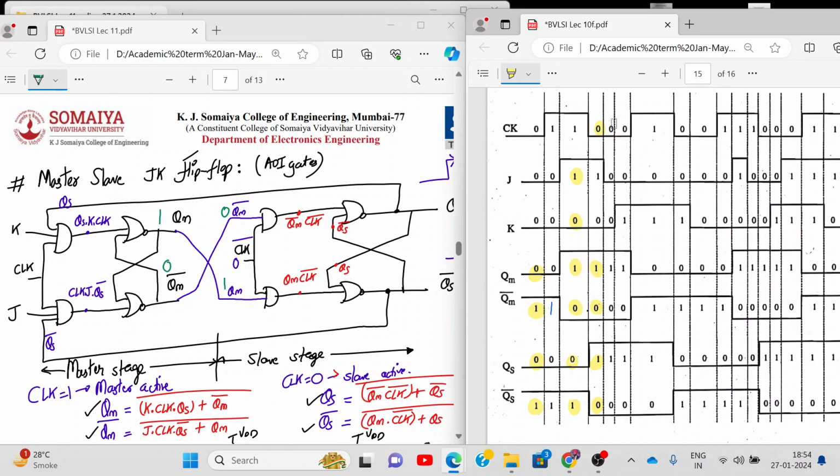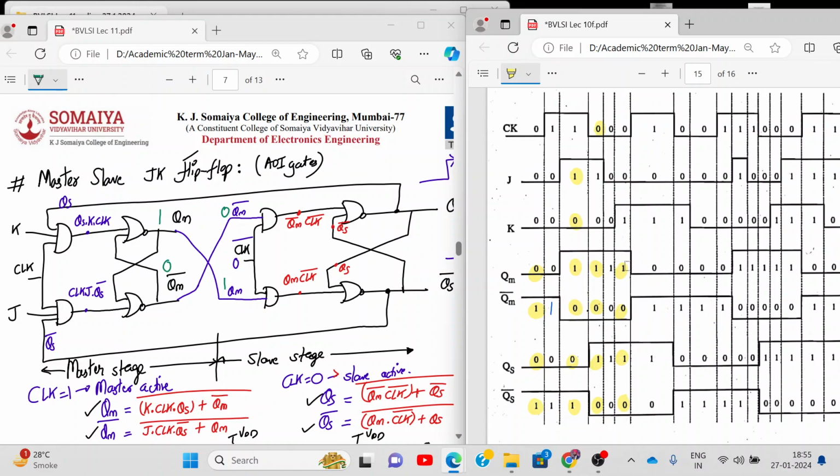Understanding? Yes. Now clock is again 0, J and K is 0 0, it will hold the previous state, so it is correct. Then again clock is 0, J is 0, K is 0. So master का state is not changing, it is becoming 1 0 only. But slave is becoming also 1 0. Why is this happening? Because it will hold the previous state. Which previous state? Master? A slave? Slave.